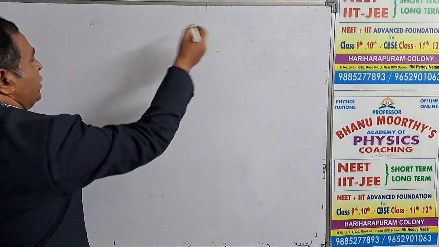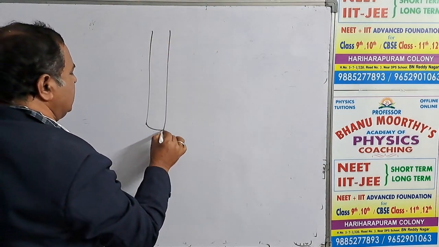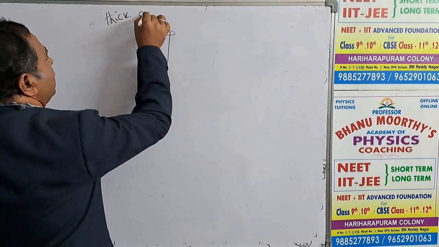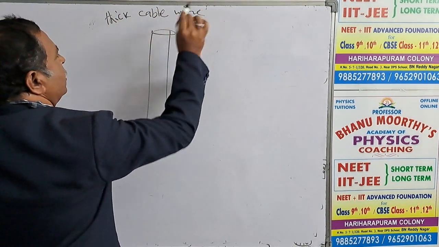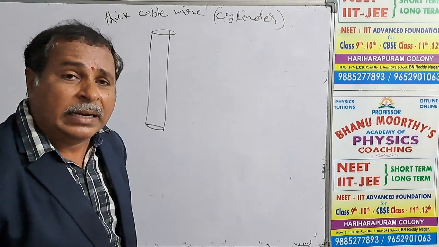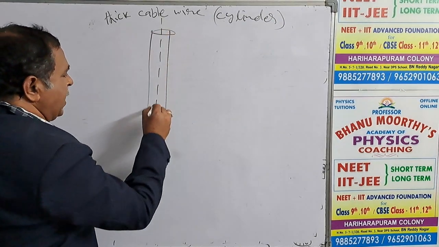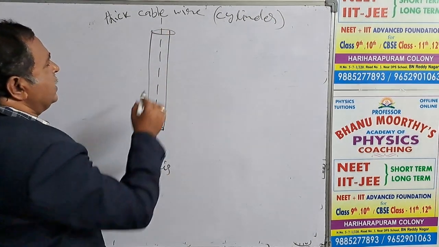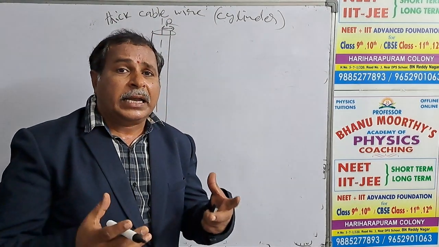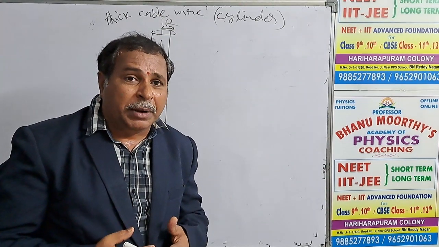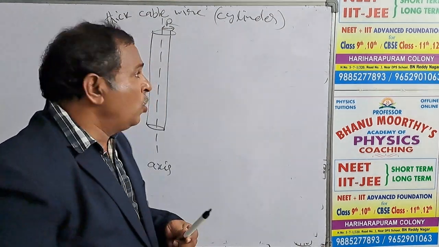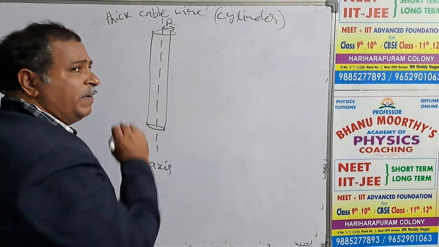So this is a thick cable wire. It is nothing but a cylinder. This cylinder has some axis now. Its radius is given as capital R. It is almost entirely cylindrical in shape, placed vertically, with its own axis. So the question is about its radius.